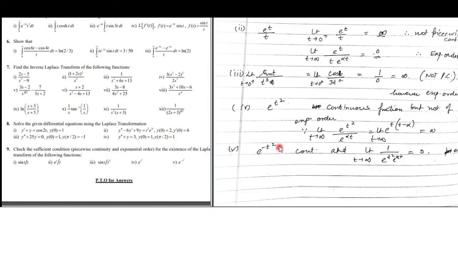Now the last part, e to the power minus t square, clearly it is continuous, clearly it is of exponential order alpha, so we can find out the Laplace transform of this function. So this function satisfies the sufficient condition for the existence of the Laplace transform. So with this, tute sheet 4 is completed.